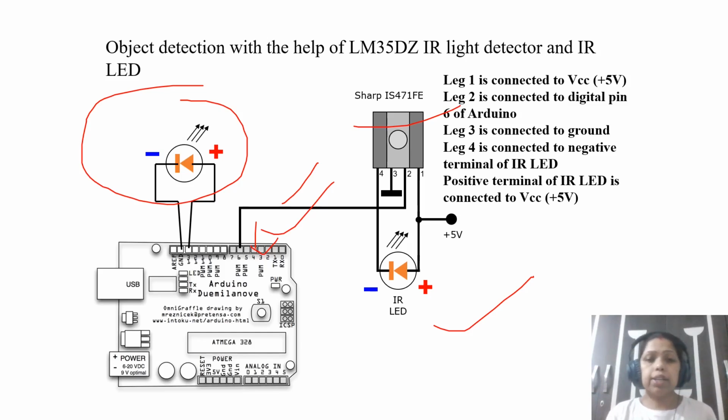Now there is another LED. For this LED, the negative terminal will be connected to the ground, and the positive terminal will be connected to any one digital terminal of the Arduino.